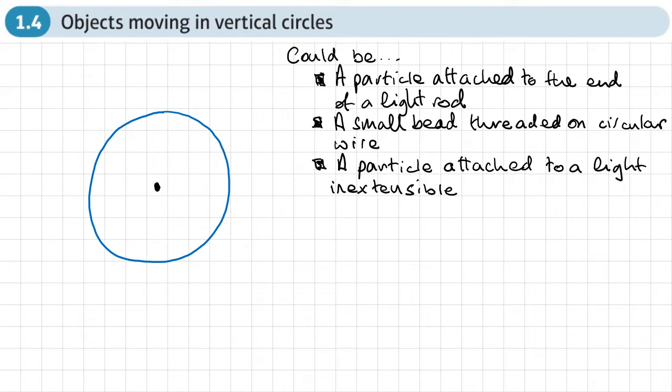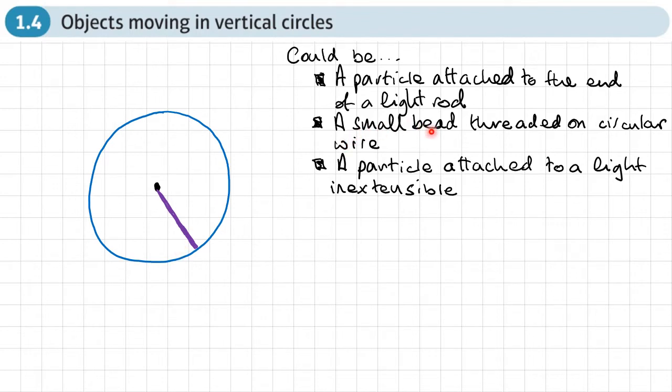Now there's one of three things that this could be. It could be a particle attached to the end of a light rod. So imagine a rod here, for example, and you've got a particle on the end. The rod would be rigid, it's light, so ignore its mass. You've got a particle on the end here, and it's allowed to swing freely, and if it's given enough force, then it will continue to rotate around this circular path.